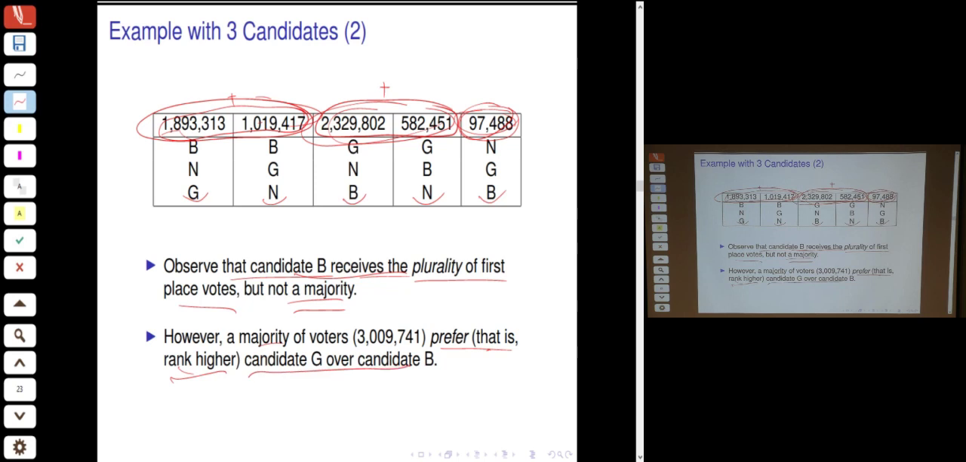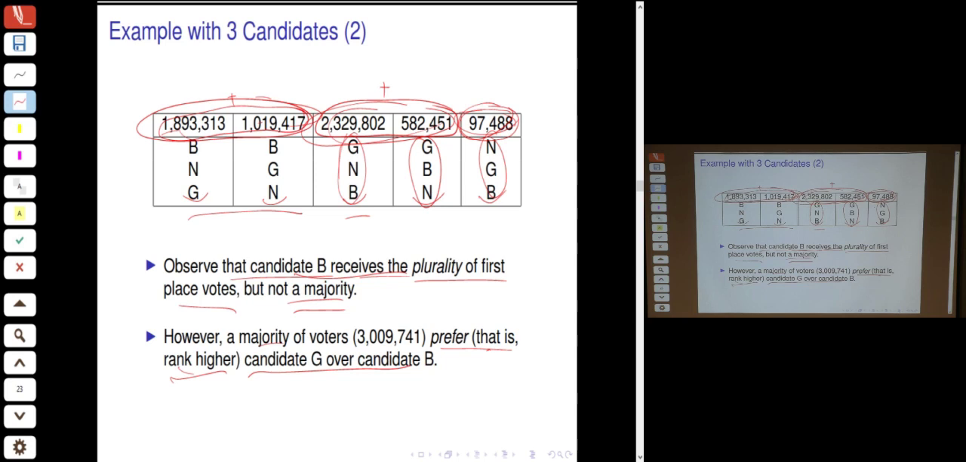So how do you calculate the number of voters who give higher rank to candidate G over candidate B? Well, you just look at the combinations where G is placed above B. So like this one, or this one, or this one. In the latter three combinations, G is placed above B. So you don't care where N is placed. You are just interested in finding out how G and B are placed relative to each other.